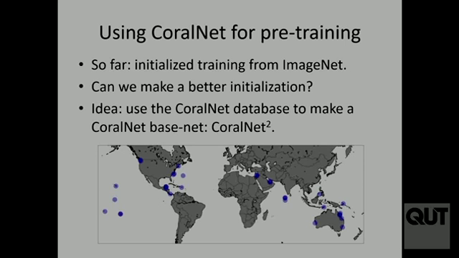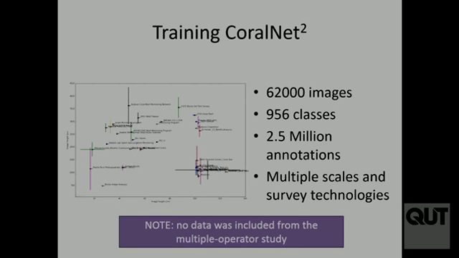So we played around with thinking, can we make a better initialization? The idea was to use the CoralNet database that I talked about earlier, the user-supplied database, to make a sort of CoralNet base net, which I'm going to call CoralNet squared. So I took user-supplied images from these locations, and here's a scatter plot showing the diversity in terms of sizes and scales of the images. And of course, I didn't include any data from the multi-operator study. So this is all other coral data that's out there.